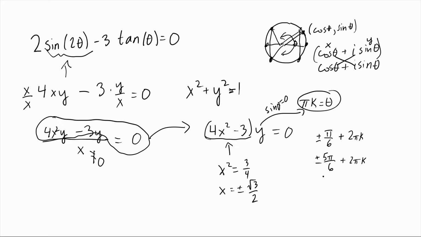And I guess if we're clever enough, we realize that negative pi/6 and 5 pi/6 are pi away. And plus pi/6 and negative 5 pi/6 are pi away. So you could simplify this a little bit, or write it in a different form, but I'm just going to keep it like that for now. Okay, so these are the different angles of theta that actually solve the equation.